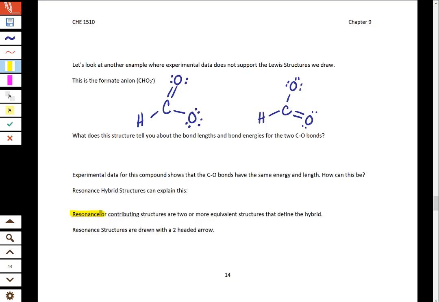Just to preemptively warn you, resonance structures can be mind-boggling. So here's the thing. When we look at these two structures up here, no matter which one you're looking at, you have one double bond.